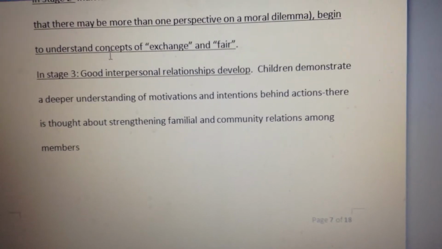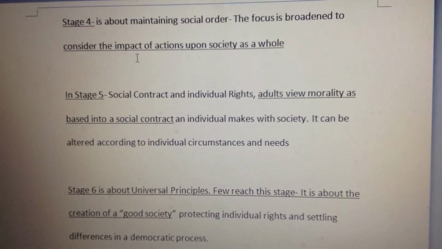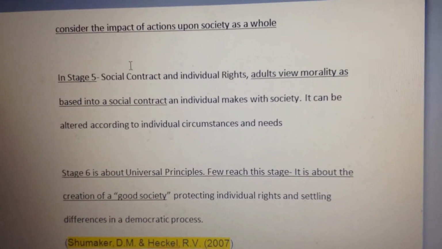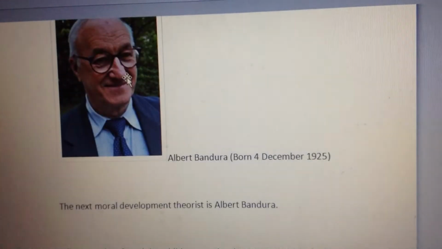In stage 3, good interpersonal relationships develop. Stage 4 is about maintaining social order, and stage 5 is about viewing morality as a social contract. Stage 6 is about the creation of a good society.